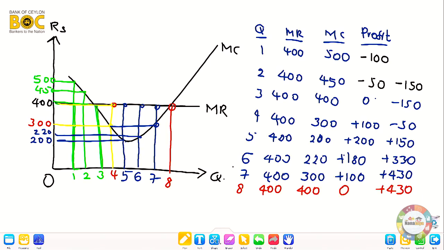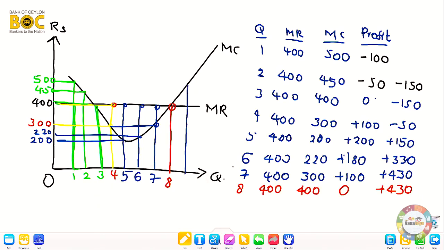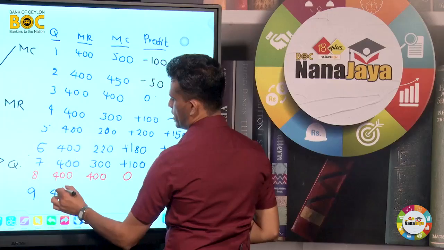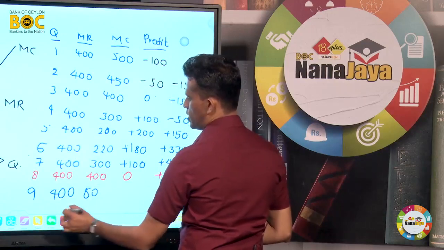And now we will say that they are producing the 9th unit for some reason. If they increase the production from 8 to 9, what happens? The marginal cost of producing the 9th unit is 500, but the marginal revenue is still 400. So for some reason, if they produce the 9th unit, they get a revenue of 400. But the cost incurred to produce that unit is how much?